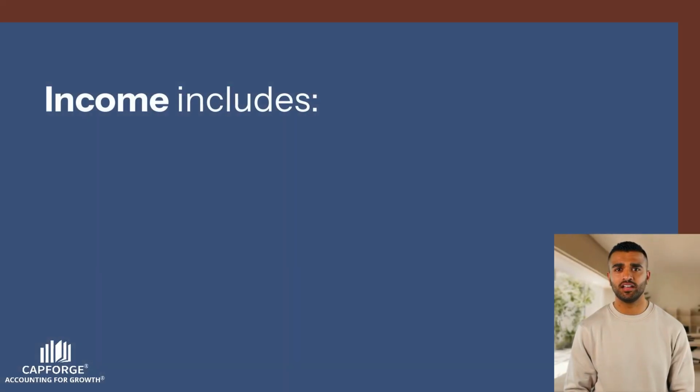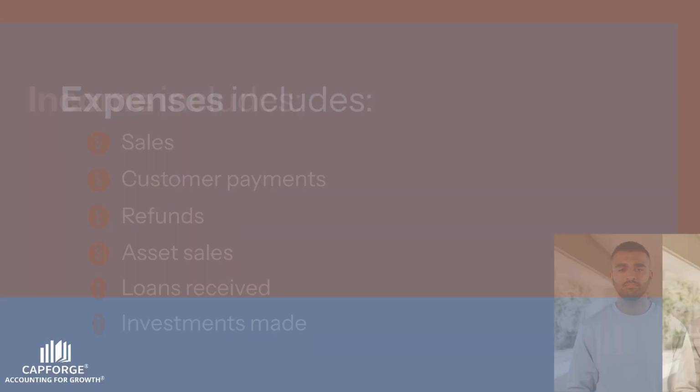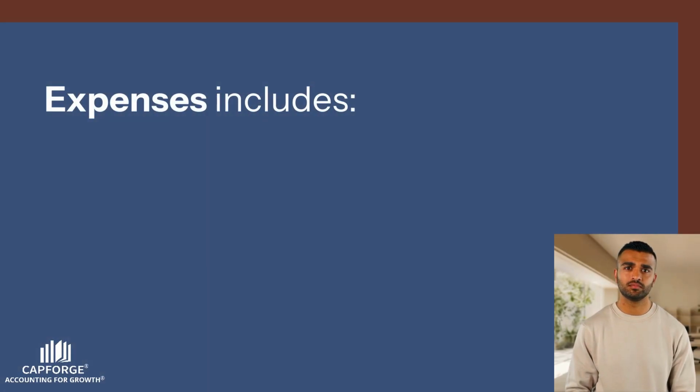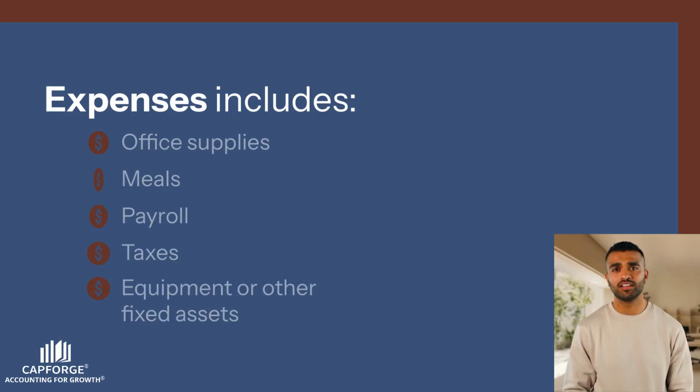When categorizing, think about whether the transaction is money in or money out. Income includes sales, customer payments, refunds, asset sales, loans received, investments made. Expenses could be for office supplies, meals, payroll, taxes, equipment or other fixed assets.